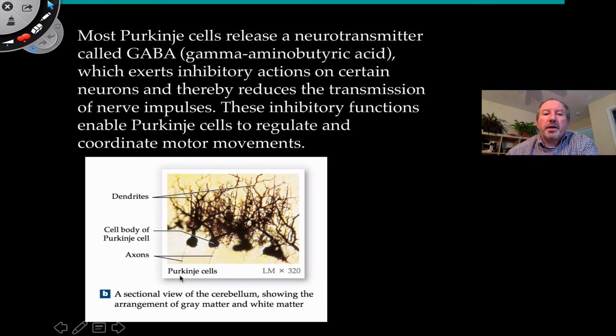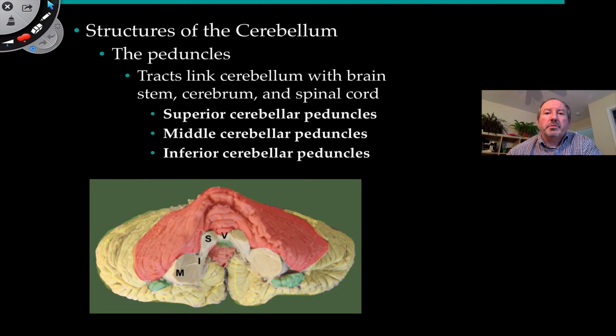These particular cells, when they're stimulated, nerve impulses come down their axons, and then they release chemicals in the form of neurotransmitters called GABA. And what the GABA does is it's an inhibitory kind of neurotransmitter. And so what it does is it reduces neural activity. And what that does is help to regulate motor movements. Sometimes in coordinated movement, it's not all go, it's slow down and stop. And so it helps to regulate and coordinate motor movement.